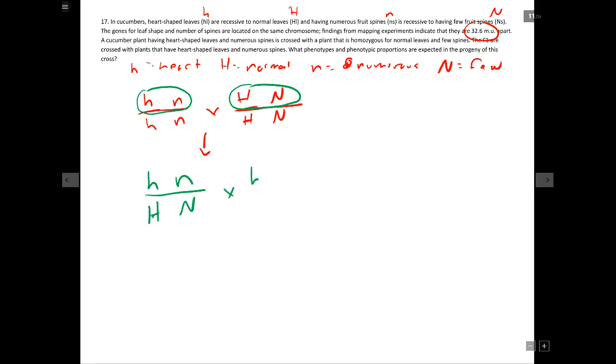Then we do a test cross. Now we know these are the parents, so this is the parent generation. We know how we started with the parent generation. This is the F1, and then this is the tester. So again, these are not the parents. These are the parents. We know what our parentals are: little h, little n, and big H, big N. Those are the parents.